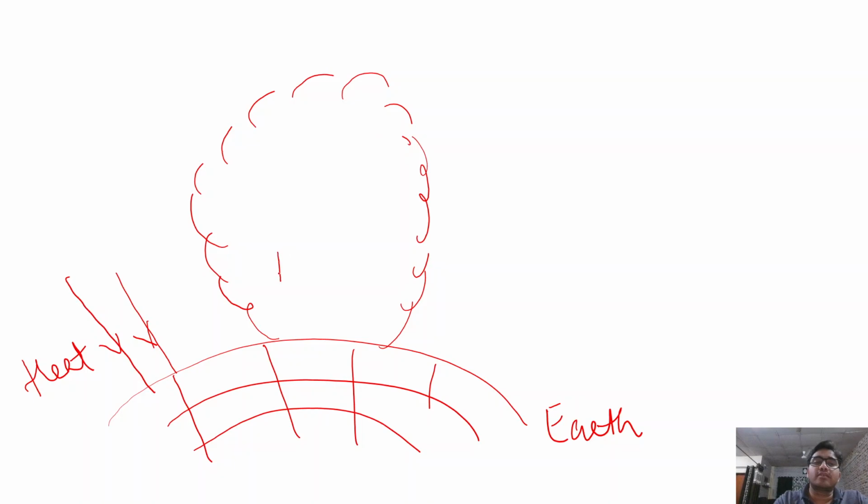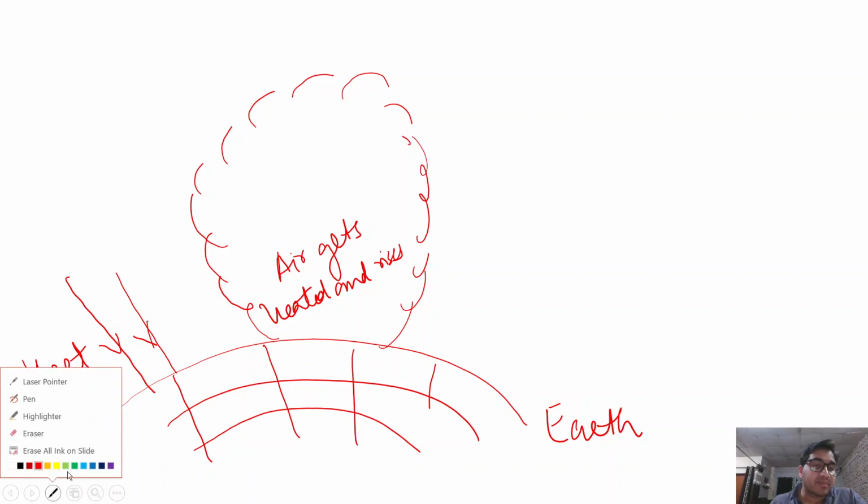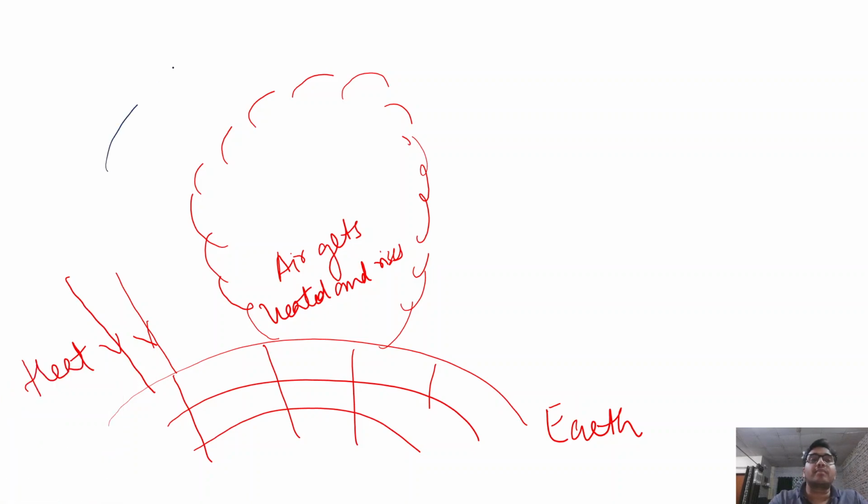This air gets heated and rises. As this air starts to rise, the surrounding atmosphere is at a relatively lower temperature. So this air, as it rises, starts to expand. Once this air starts to expand, it will need some space. So the energy of this air will start to push the air packet around it.